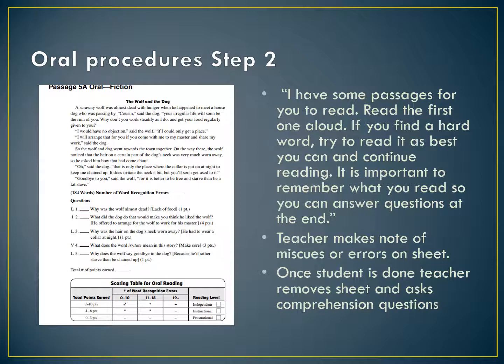Then you'll have the student begin reading, and you'll make notes of miscues or errors on the bottom here, in the scoring table for oral reading. Once the student is done and you've done the error sheet, you're going to take the passage away and ask the comprehension level questions. Then you're going to make note of their answers, and it scores them and says what level they are on.